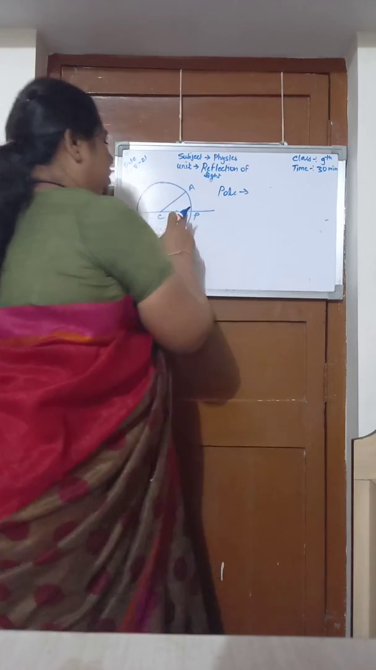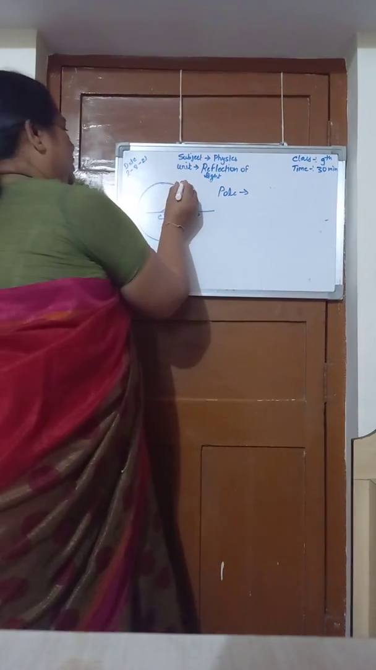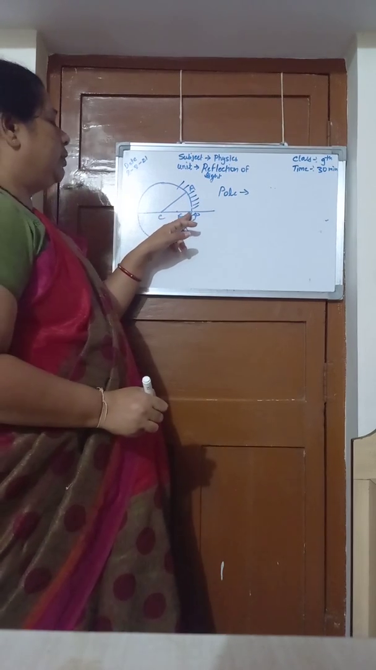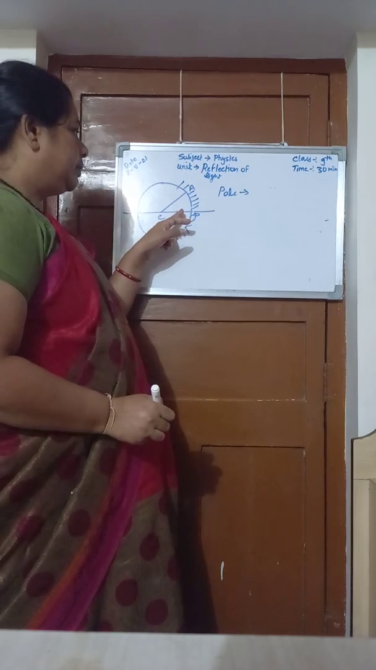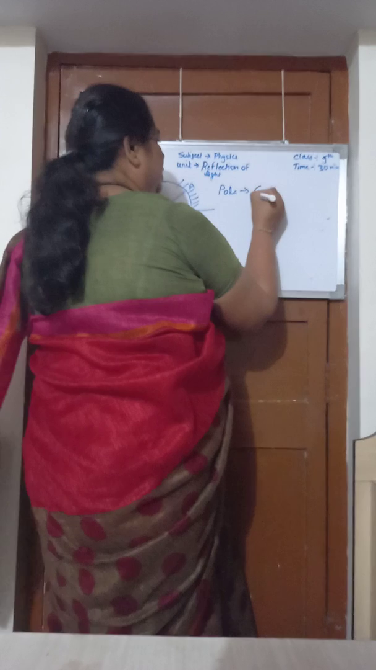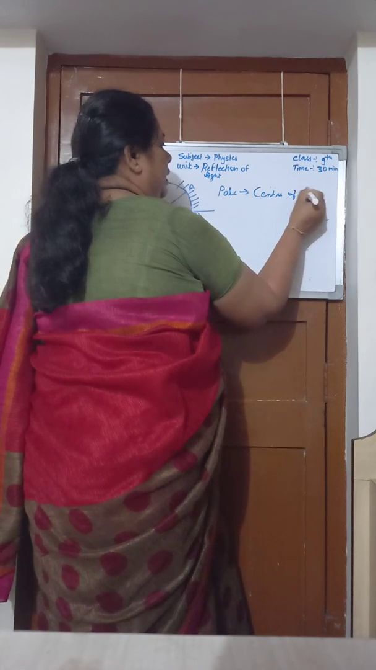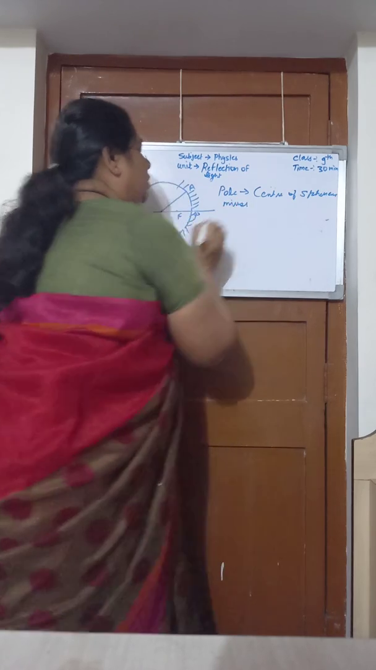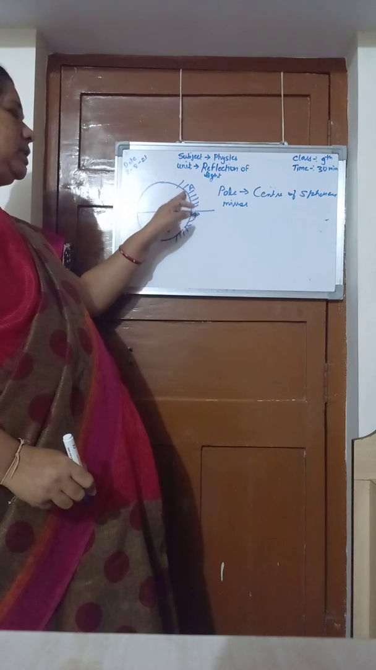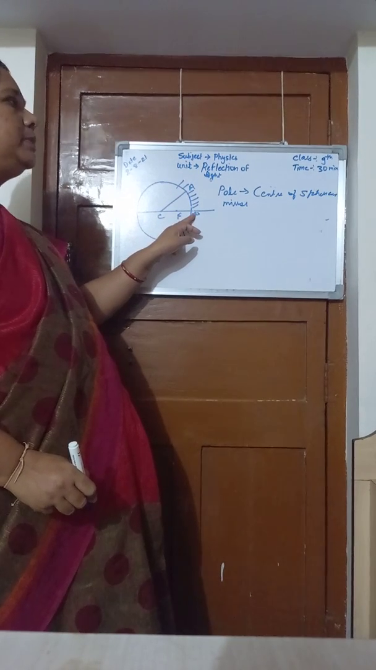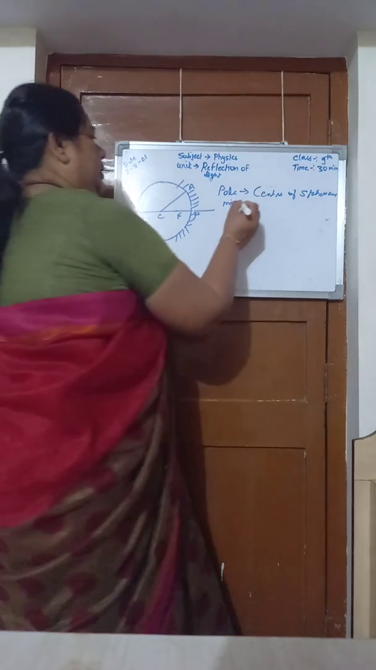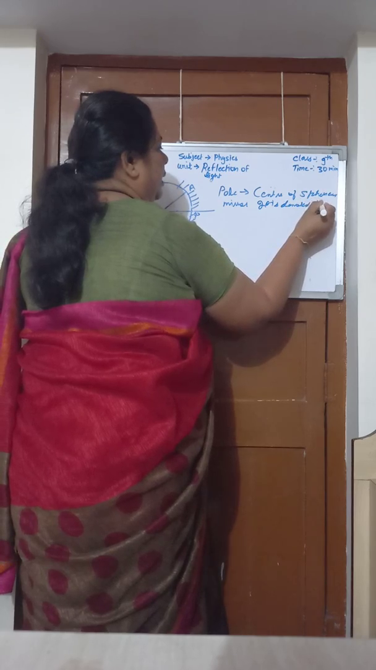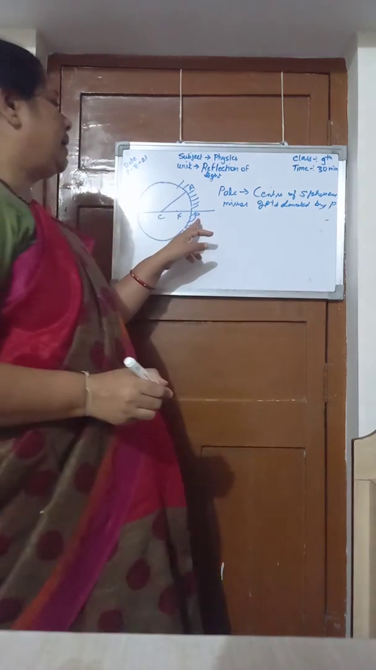What is pole? Pole is the center of the spherical mirror. Got it? This is the spherical mirror and P is the center of the spherical mirror. It is denoted by P.